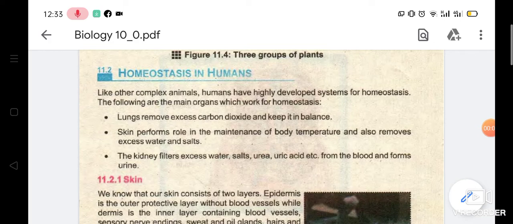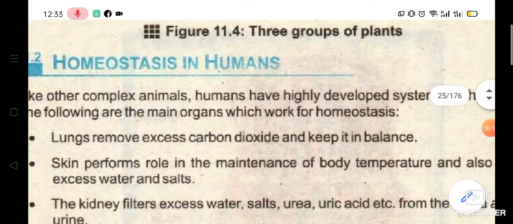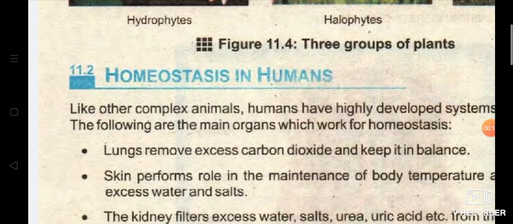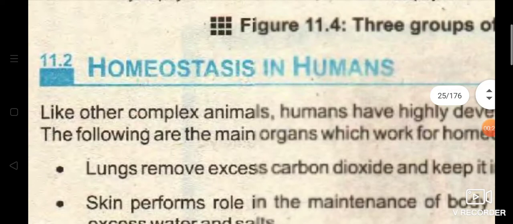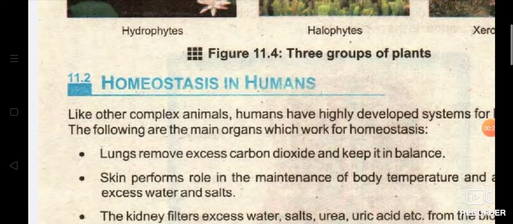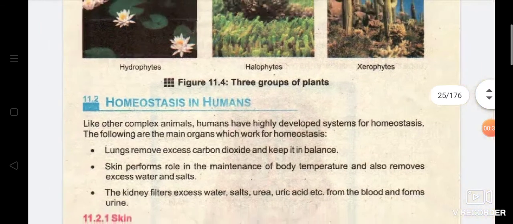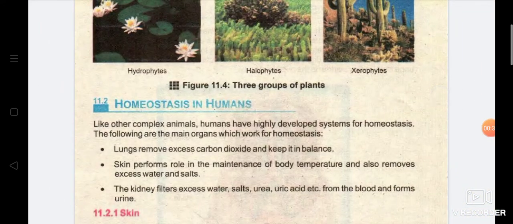Students, today we are going to discuss homeostasis in the human. Now the question here is, what is homeostasis? As we know, homeostasis is basically maintaining the internal body condition in equilibrium whether the external environment is changing. The body needs some special organs which maintain the internal body environment or internal body condition in perfect equilibrium. Which are these organs?